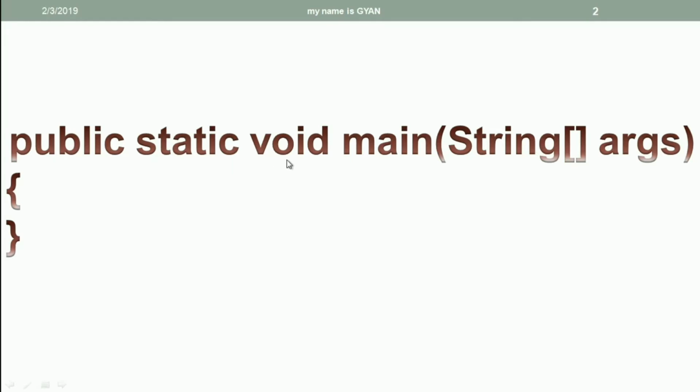Void means the method main returns void, and main is the name of the method. The name of the method is main. We already have discussed all these concepts in the earlier videos of Java and Web. And I expect you to watch all the previous videos of Java and Web before you watch this video.